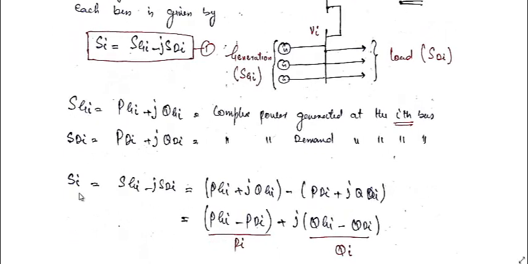Now SI is equal to SGI minus SDI. You can see I haven't written J over here. This will be PGI plus JQGI minus PDI minus JQDI. So I will separate the real and imaginary parts. The real part is PGI minus PDI, and the imaginary part is J times QGI minus QDI. This is the injected active power, and this will be the injected reactive power.